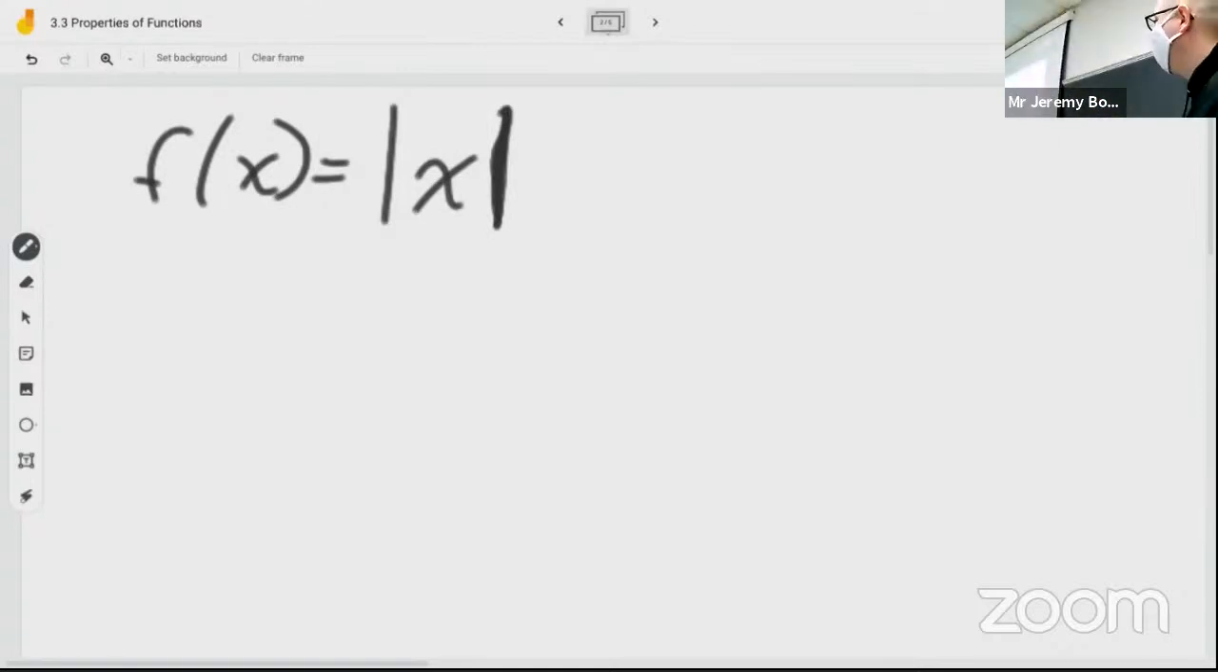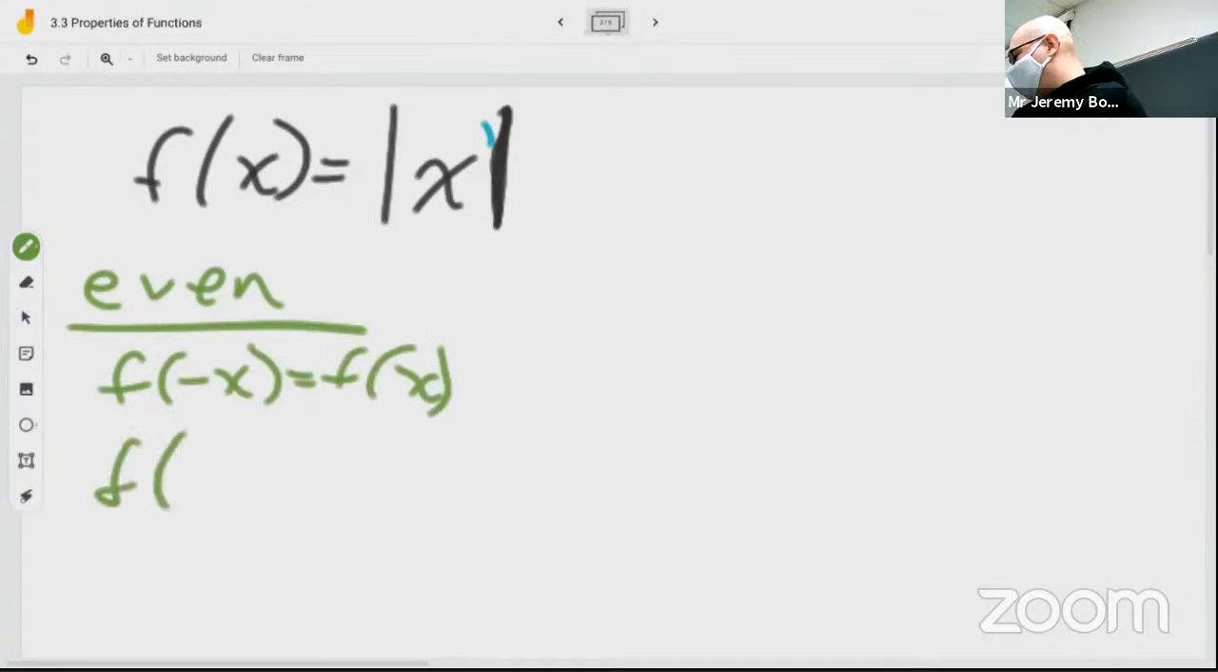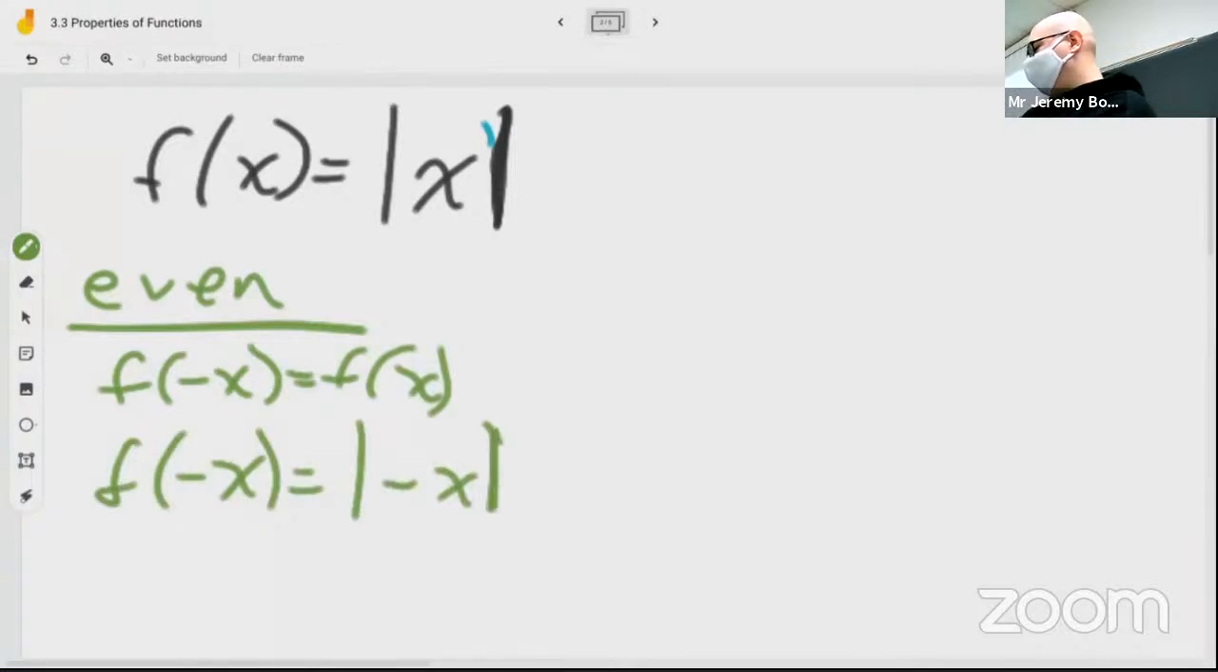What do y'all think this one's going to be, even or odd? It is x to the 1. Let's see what happens. Let's do even. We're trying to see if f of negative x is equal to f of x. f of negative x is going to equal the absolute value of negative x. What can we change that to? Can we evaluate that any?